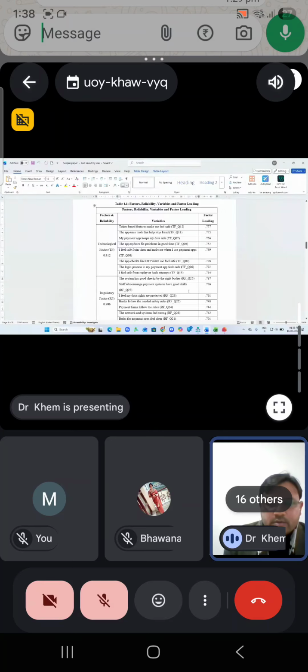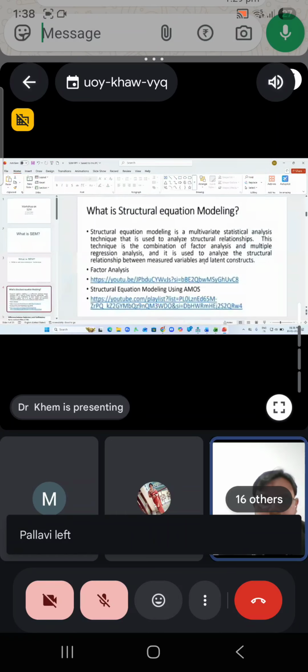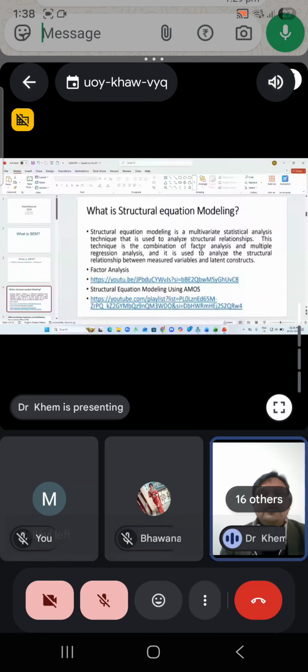So when you're talking about understanding CFA and all this, factor analysis is divided into two parts. First is exploratory factor analysis. Second is confirmatory factor analysis. Can anybody tell me what exploratory factor analysis is?